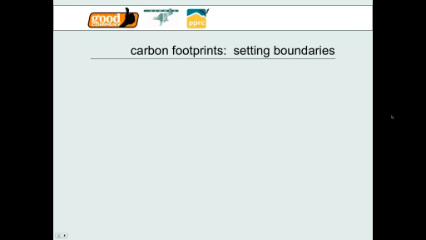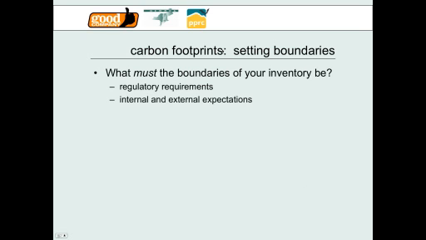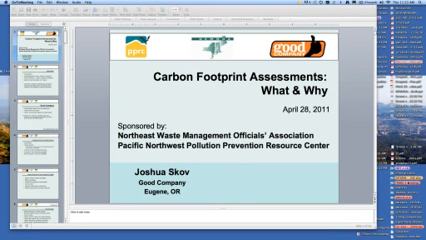So let me dive in on boundaries. I think this is the key thing for us to spend a little bit of time on. First of all, I'm going to give you three questions to ask about setting boundaries. So the first is, what must the boundaries of a GHG inventory be? Well, must. What does that mean? Regulatory requirements are certainly at the top of that list, but also internal and external expectations.